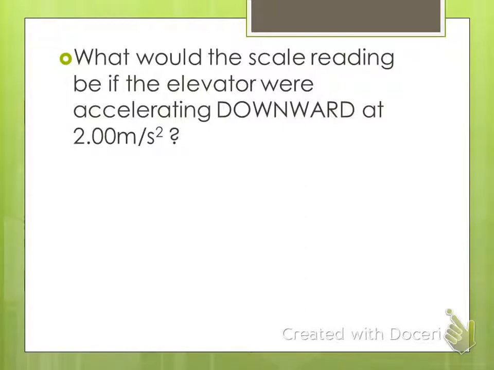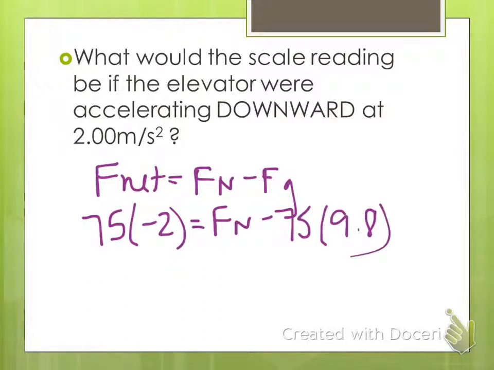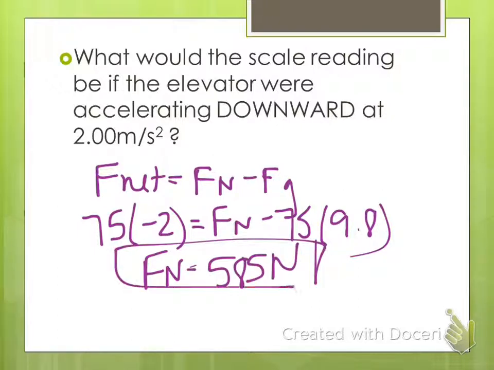Okay, so our F net equation here ended up 75 kilograms times -2 equals F sub n minus 75 times 9.8, which gives us a scale reading of 585 newtons. So less than, equal to, or greater than our at-rest system? Less than, right? Because as I'm accelerating downward in an elevator, it's taking some pressure off that normal force. Okay, and it's not having to exert such a great force up on me in the upward direction.